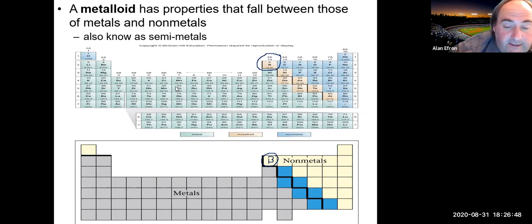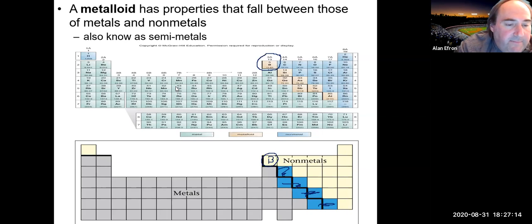And it's basically the staircase that kind of comes down, in twos for the most part here. It's almost that dividing line, if you will, between metals and nonmetals in terms of the periodic table. So metalloids, which most people call them now, some people still call them semi-metals, but most people call them metalloids. So semi-metals or metalloids, talking about the same guys.